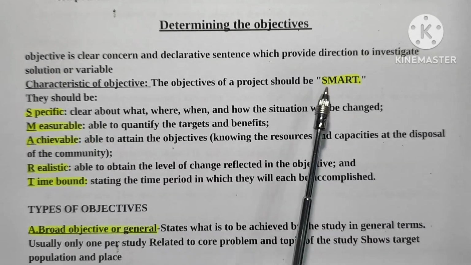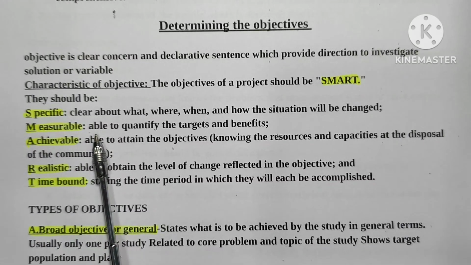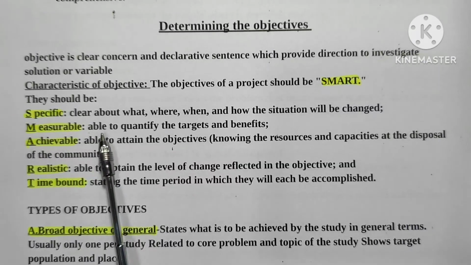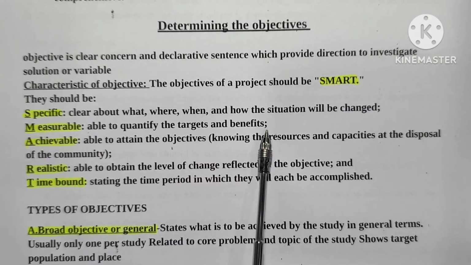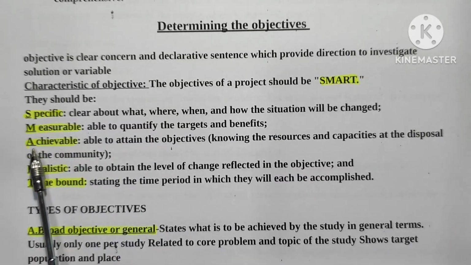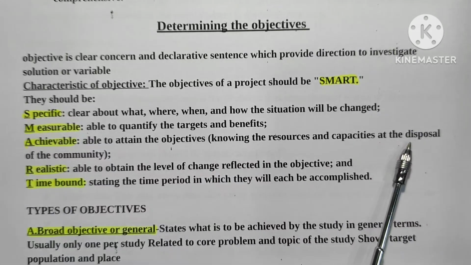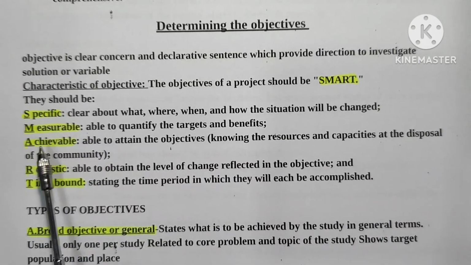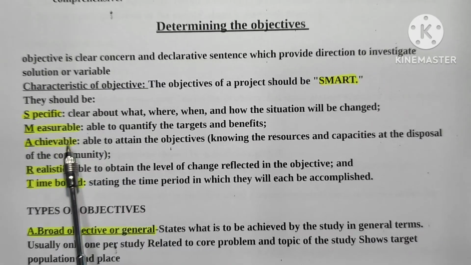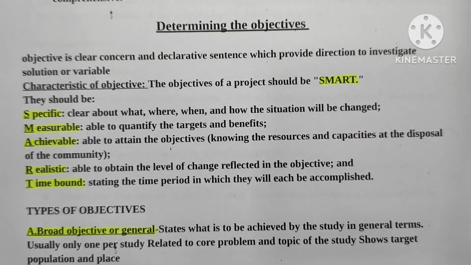S for specific. M for measurable. Whatever you are going to study, those elements should be measurable, able to quantify the targets and benefits. You should be able to measure them by using statistics in the form of numbers and tables. You should be able to show the results. So measurable. Next, A, achievable, able to attain the objectives, knowing the resources and capacities at the disposal of the community. What you want to select or do research on, those should be achievable objectives you have to frame. R for realistic.